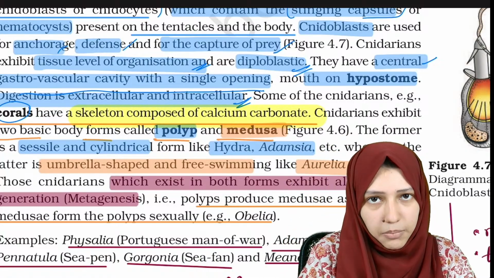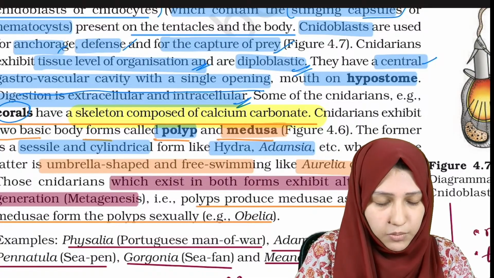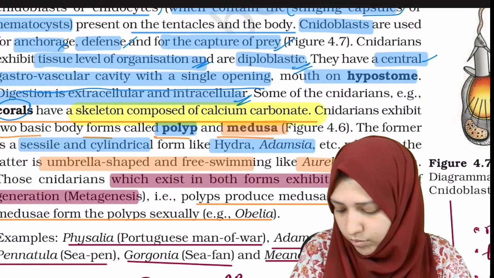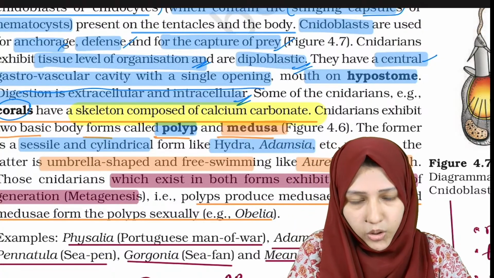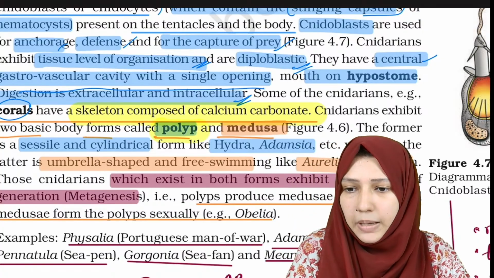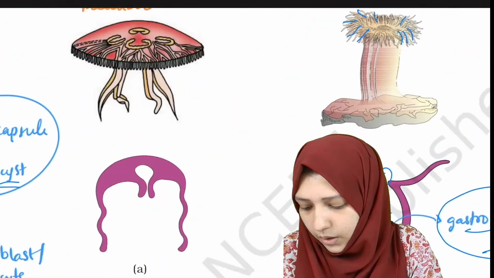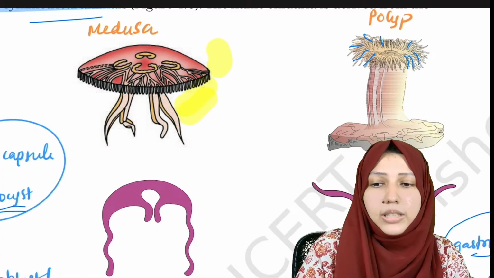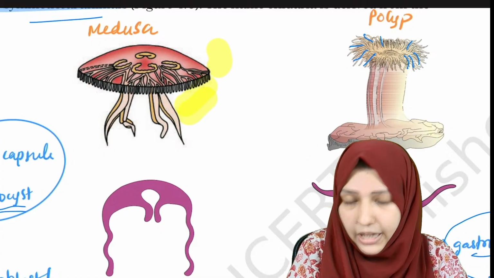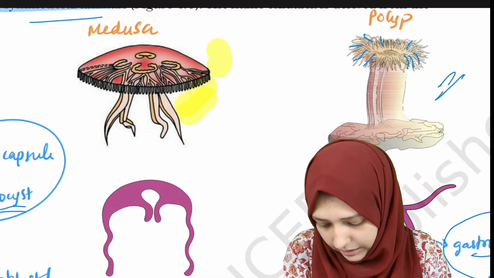The skeleton is composed of calcium carbonate, and there are two basic body forms. One is polyp and the other one is medusa. What is polyp and what is medusa? This is medusa. Medusa looks like an umbrella, and polyp is a cylindrical form. Polyp is cylindrical and medusa is umbrella like. Okay, clear?